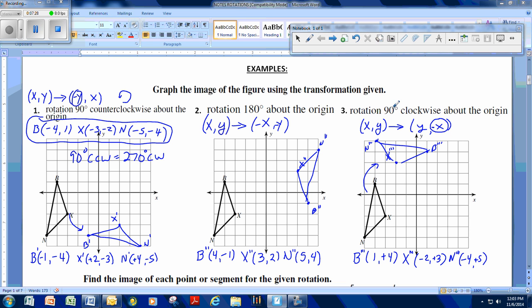All right? Now, 90 degrees clockwise is the same thing as 270 degrees counterclockwise. So the same rule will apply if it ever asks you about rotating it 270 degrees counterclockwise.